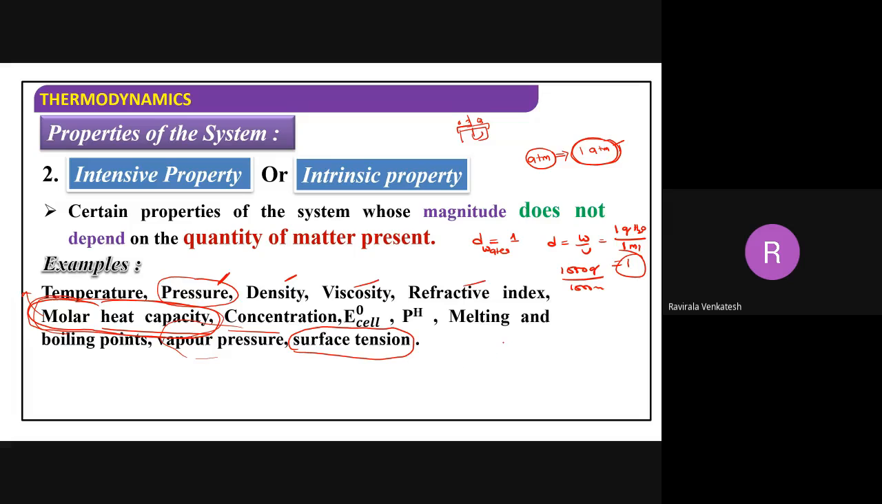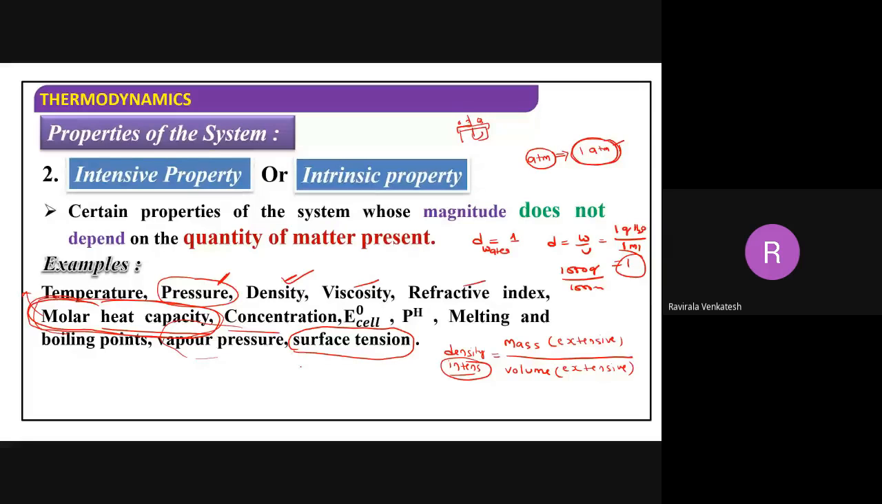Now if you observe, what type of property is mass? Extensive. Volume is also an extensive property. Both mass and volume are extensive properties. When you divide one extensive property by another extensive property, the result is density. Density is an intensive property. So dividing two extensive properties, the result is an intensive property. The best example is density.